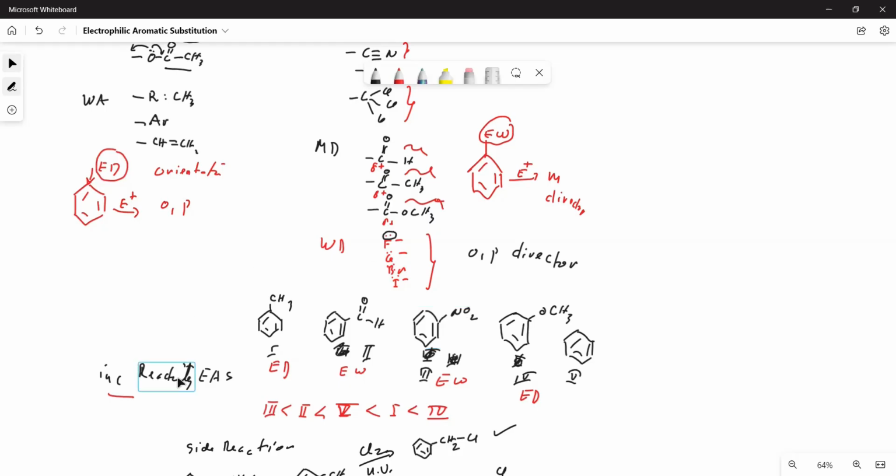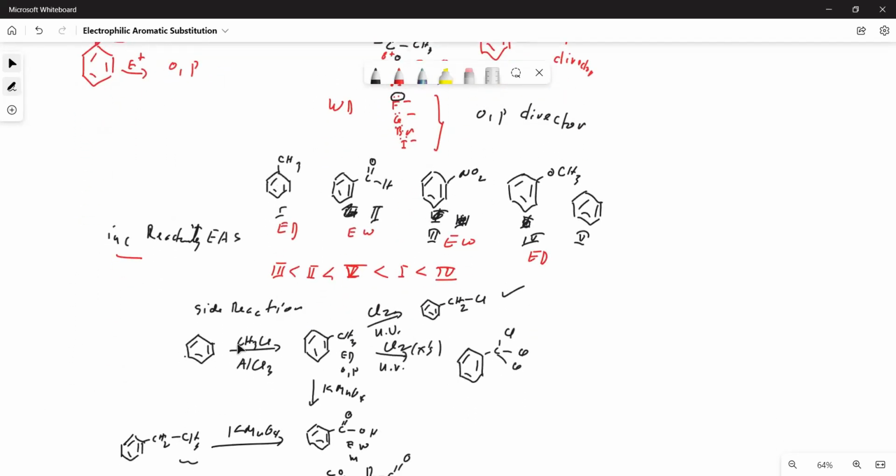So if we're going to arrange this, the lowest reactivity would be the electron withdrawing groups. But there are two electron withdrawing groups. Which one is most electron withdrawing? Of course, the nitro. So that is the least reactive, followed by the aldehyde. And then you have the benzene at the middle, followed by donating groups. We have 2 donating groups again, but methyl is less donating, so therefore less reactive than methoxy. So that's why you have these arrangements here. Okay.